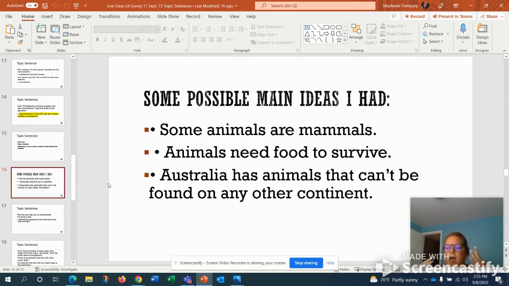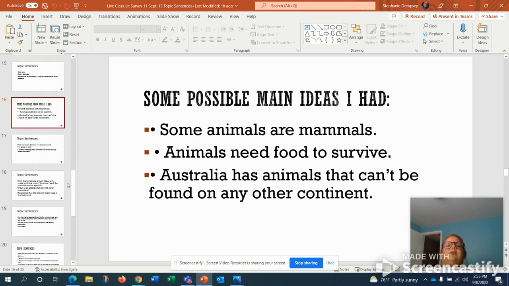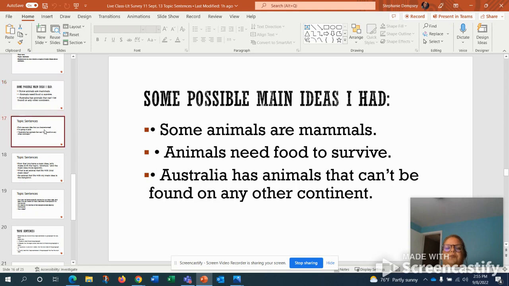So some things that I had in my head when I was thinking of animals is that some animals are mammals. Animals need food to survive. So that's a main idea I was thinking. Australia has many animals that can't be found on other continents. So these are some main ideas I had about this idea of animals.